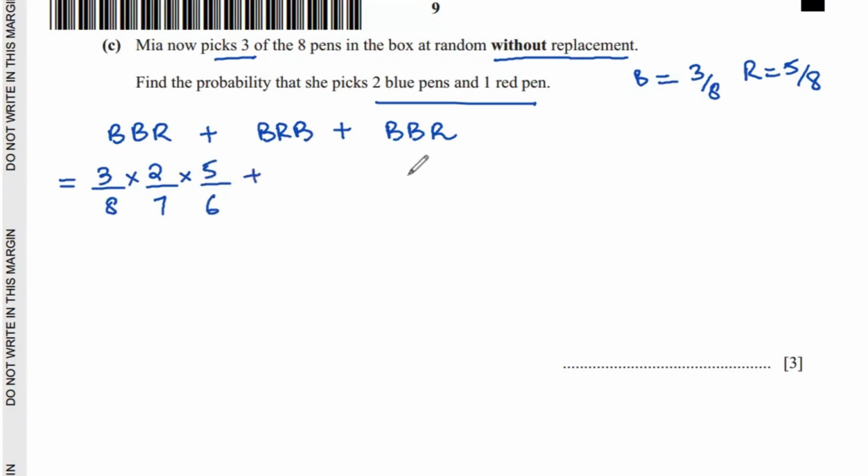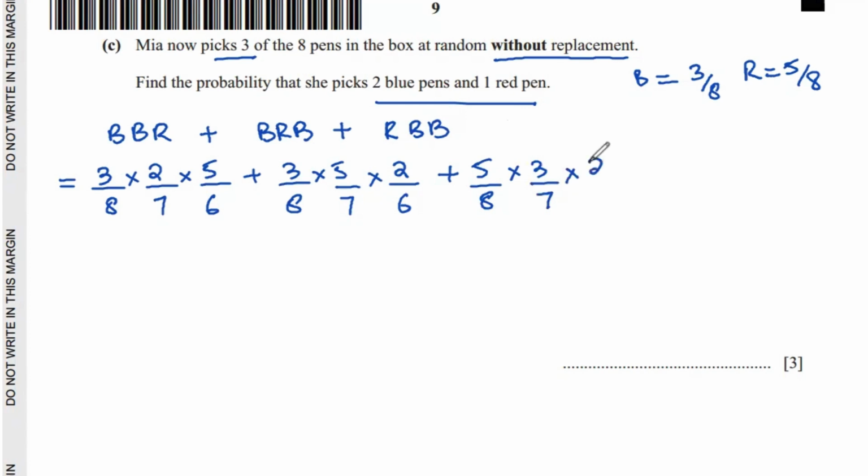Then for the next possibility, if she's picking blue first, 3 over 8, red would be 5 over 7, 1 less, and then blue again would be 2 over 6 because there's 1 less blue and there are 2 less in total. Now for the last one, this would be red, blue, blue. So first red, it's going to be 5 over 8. Then it's going to be 3 over 7. Then it's going to be 2 over 6.